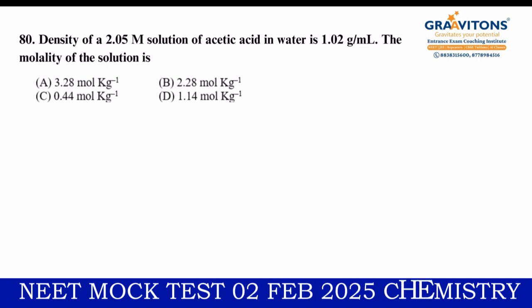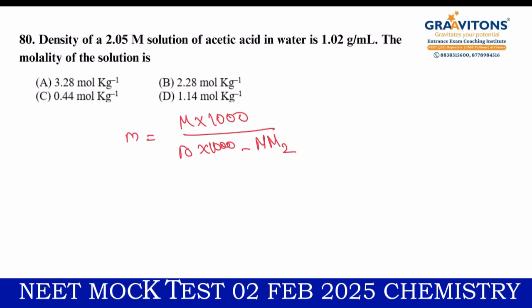80. The density of a 2.05 molarity solution of acetic acid in water is 1.02 gram per ml. The molality of the solution is... we already know we have a direct relation for finding molality from molarity. That is, small m is equal to capital M into 1000 divided by rho, the density, into 1000 minus capital M, molarity, into the molecular weight of the solute. Here, what is the solute? Acetic acid. Now let us calculate the molecular weight of acetic acid, which gives you around 60 gram, right?